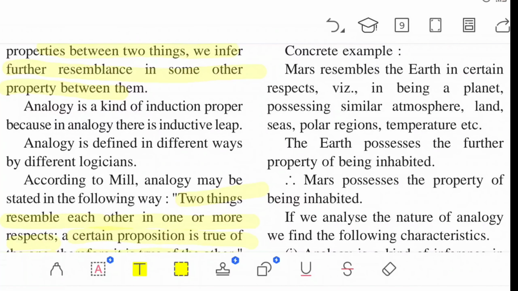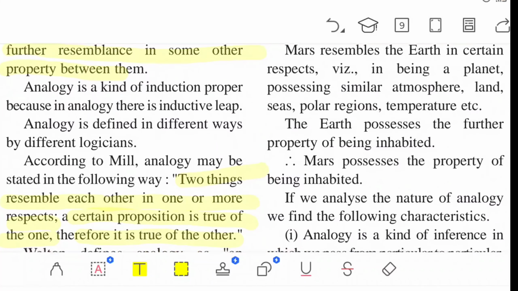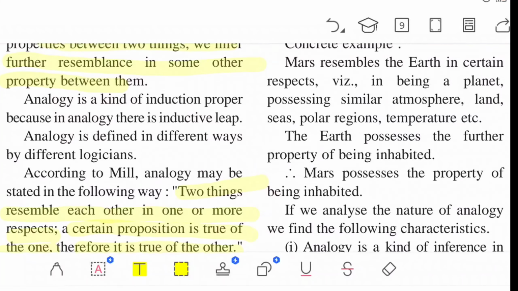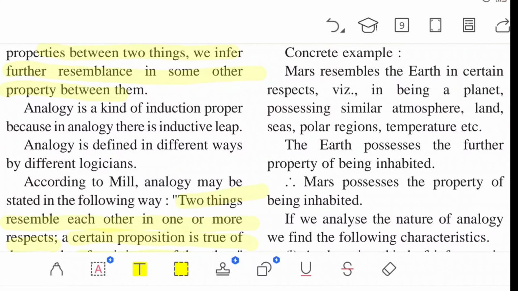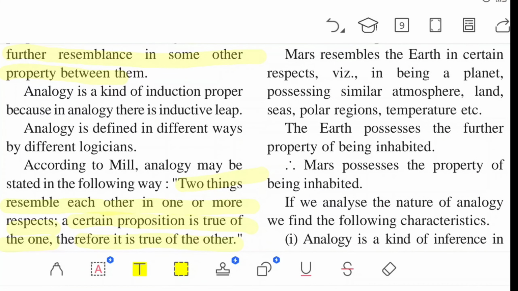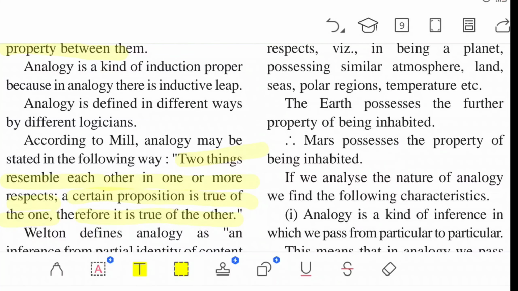আৰু যদি concrete example চাওঁ আমি Mars resembles the Earth in certain respects. It is a planet. It possesses similar atmosphere, land, seas, polar regions, temperature, etc. Mars আৰু Earthৰ বহুতখিনিয়ে মিল আছে, resemblance আছে. So তাৰ পৰা আমি conclude কৰিব পাৰো যে the Earth possesses the further property of being inhabited. Therefore, Mars possesses the property of being inhabited.